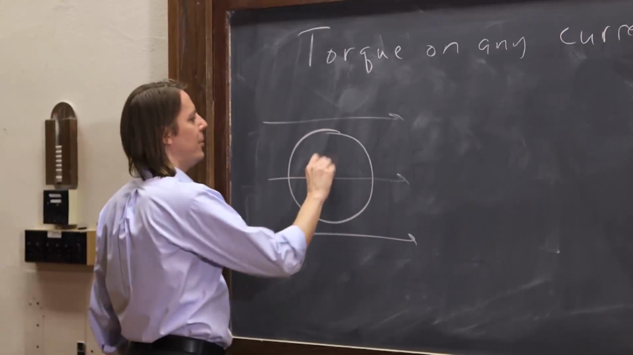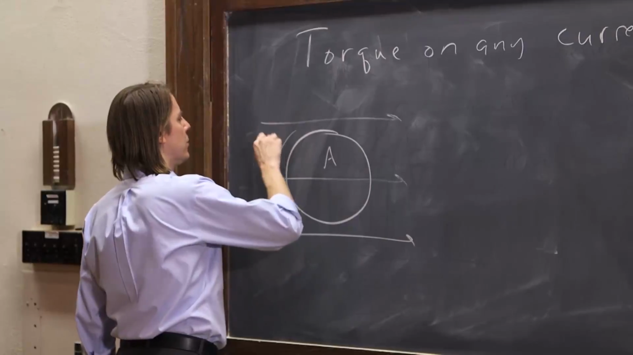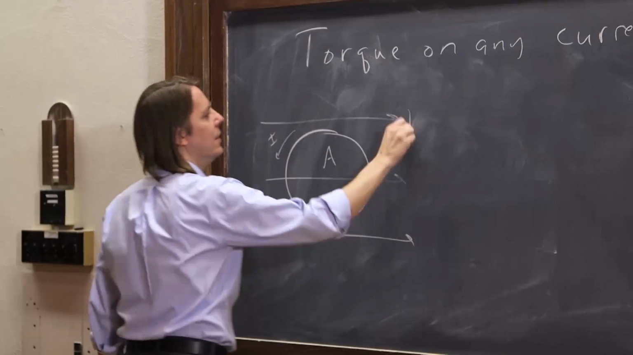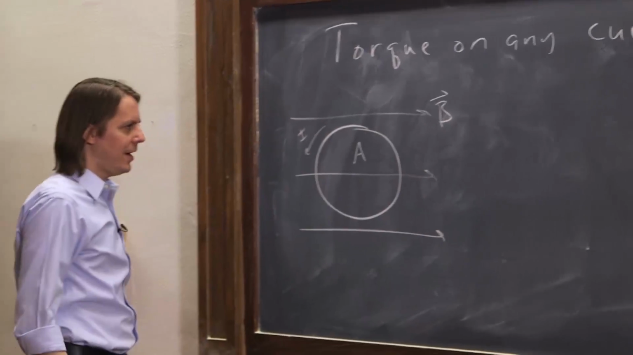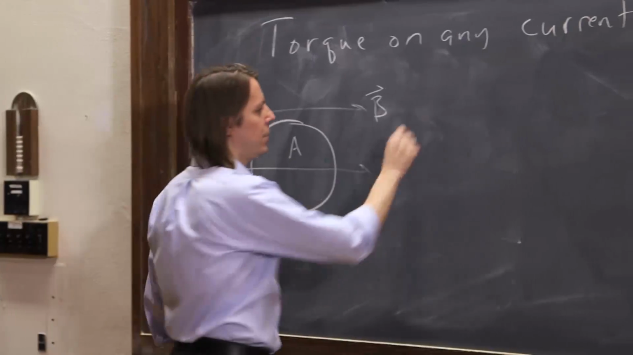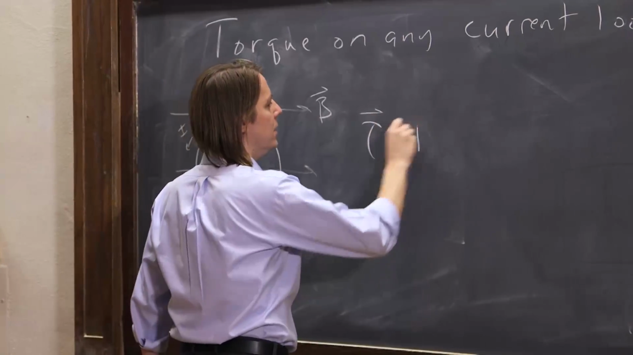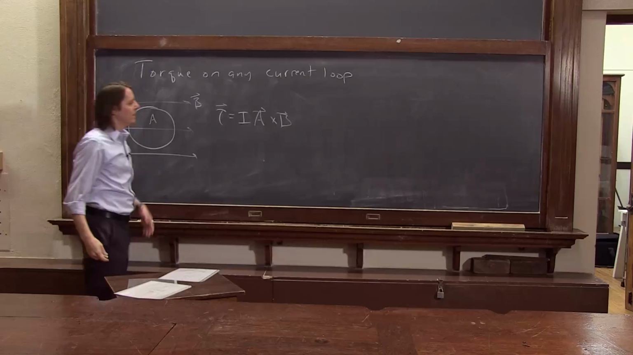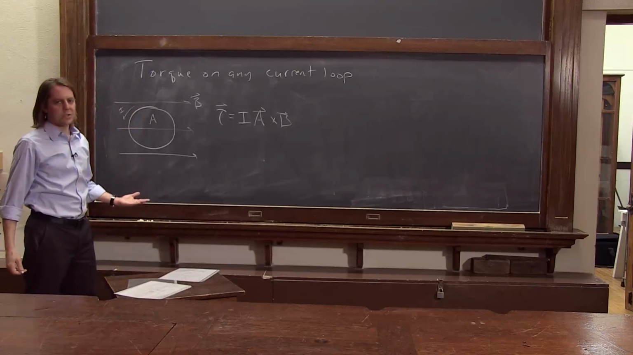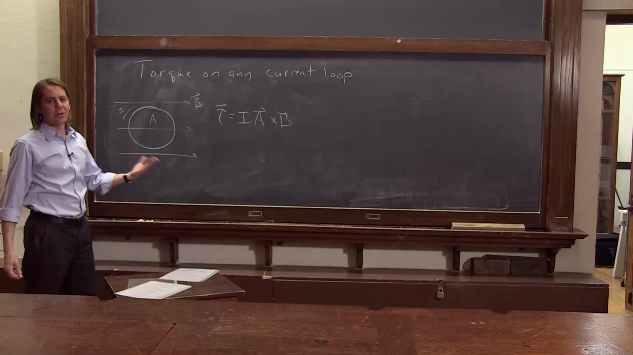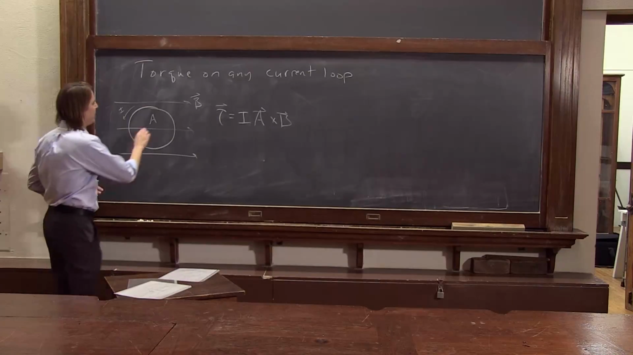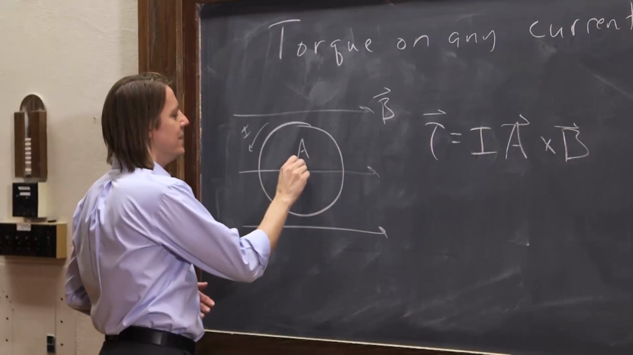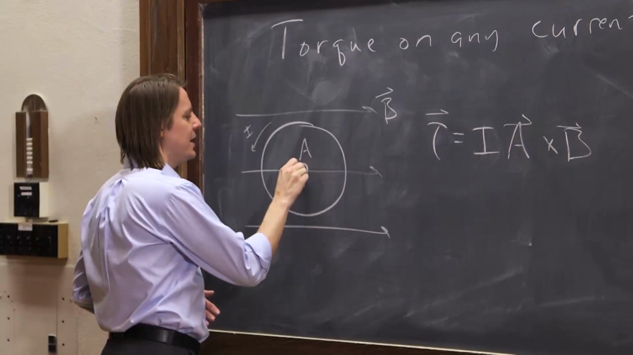If this circle has some area A and the current's going around like that and the B field is like that, then the torque is the current times A crossed with B. That's how we get the direction of the torque, is the cross product with the area vector. And it's that area vector we've thought about before, where it is, in this case, sticking out.